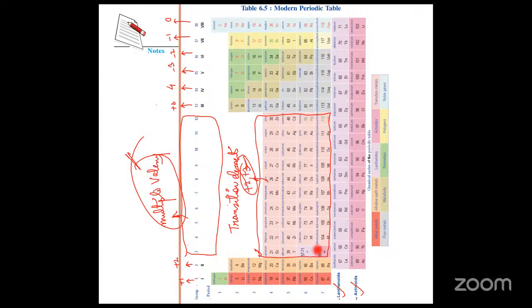So basically, the transition elements have different valencies and oxidation states. For example, if I talk about copper, copper has +2, +3, and +1 also. We'll not go too deep into this because all this will come in 11th science. So Bettia will take 11th science, so she will learn this.